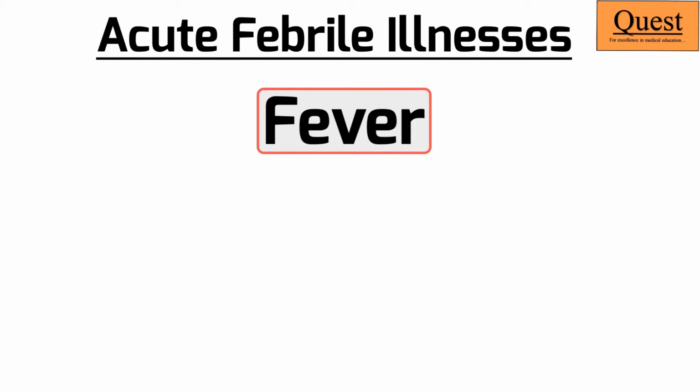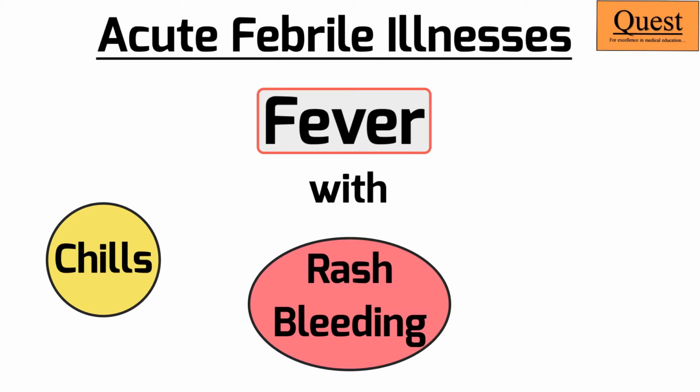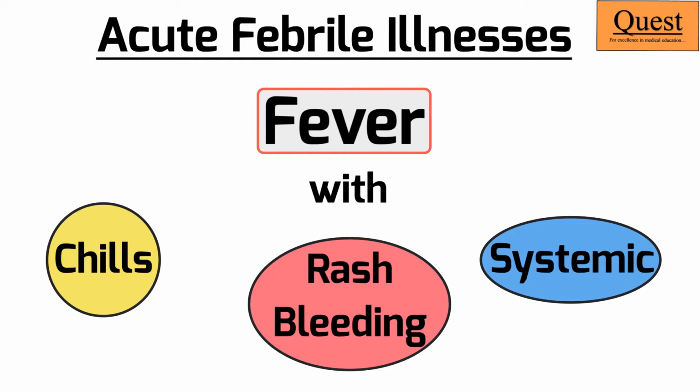What is common to all of them is of course fever. Very often this is going to be high-grade fever lasting for days to weeks. Patients can have associated chills and can have associated complications like rashes, bleeding disorders or systemic involvement in form of renal, liver or CNS involvement.